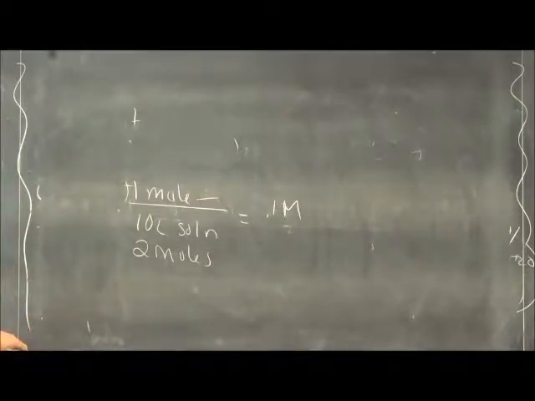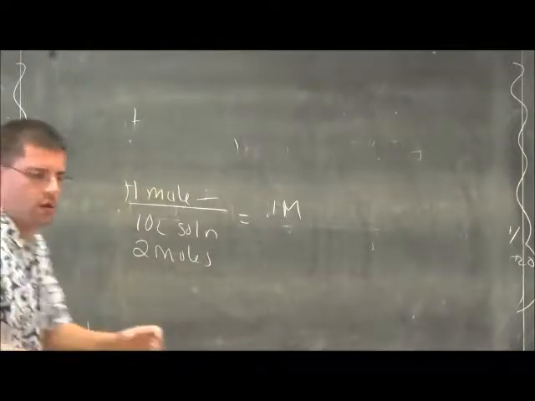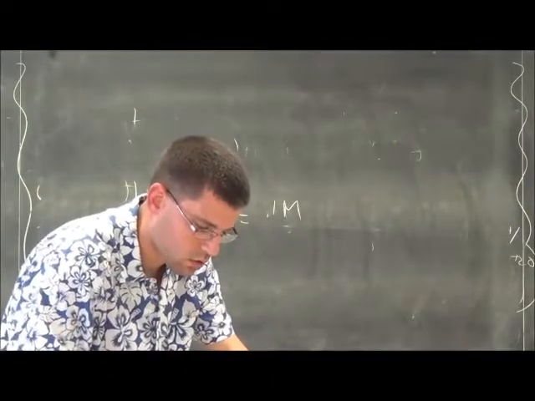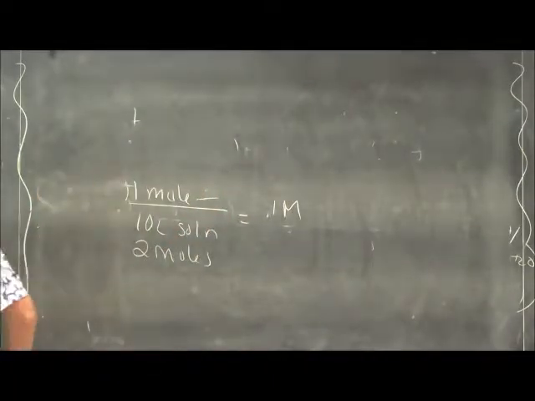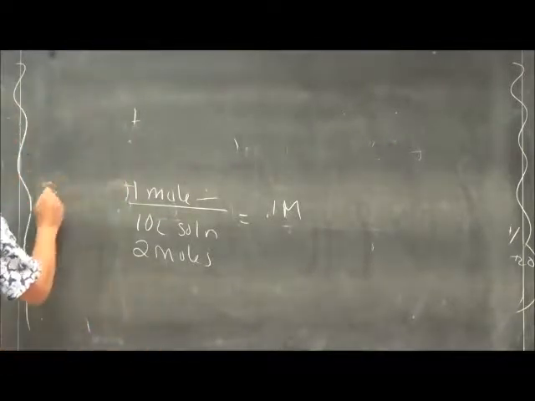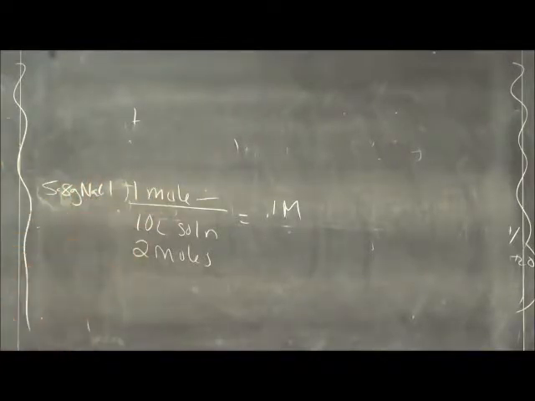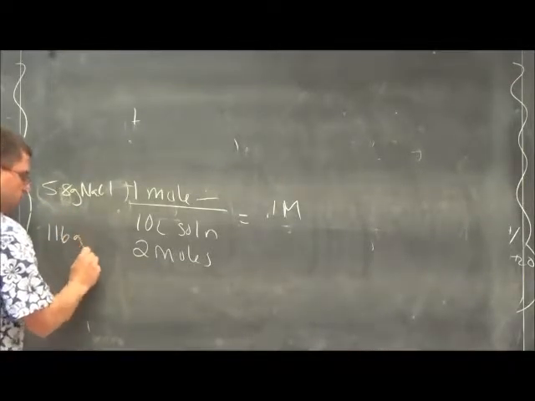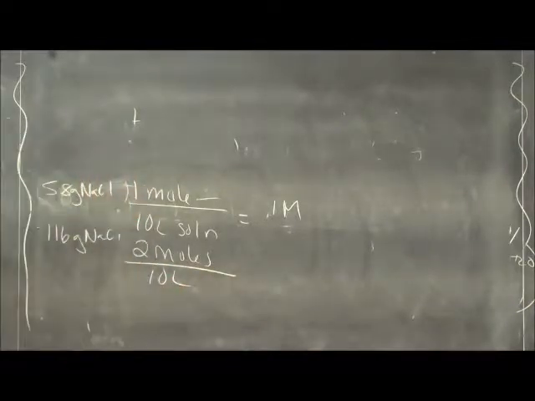Let's go with NaCl. Sodium is 23 and chlorine is about 35, so 58. For NaCl, let's say we've got a salt solution. The molar mass for NaCl is approximately 58 grams, which is 1 mole. So 2 moles of sodium chloride would be 58 times 2. You're looking at 116 grams of NaCl dissolved in 10 liters of solution.